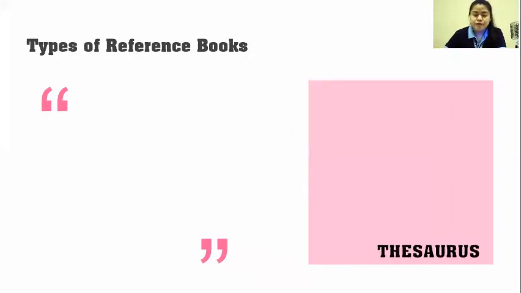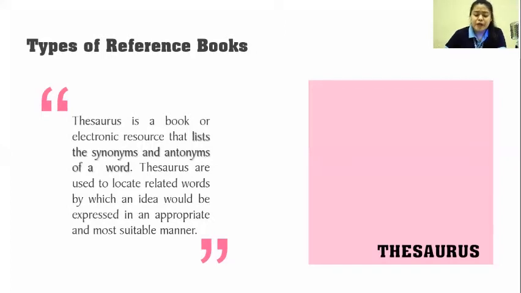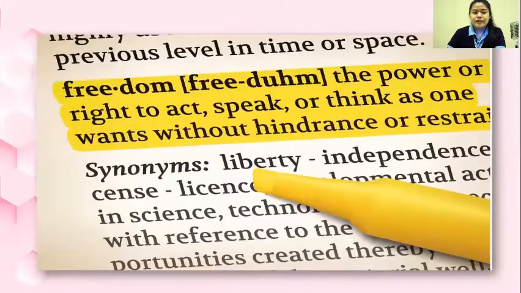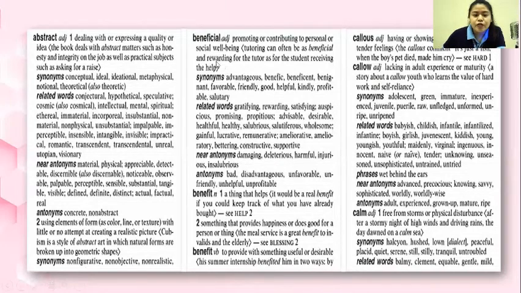Second is Thesaurus. Thesaurus is a type of reference that contains lists of synonyms and antonyms of a word. It is used to locate related words or to express an idea in an appropriate and in most suitable manner. For example, gusto nyo pong gumamit ng ibang word bukod sa word na yon, pwede kayo gumamit ng thesaurus. And nakakatulong rin yung thesaurus para ma-enhance po yung vocabularies nyo. Yan po yung example ng thesaurus. Yan po yung contents. Merong related words, synonyms. Ito po yung mga example.